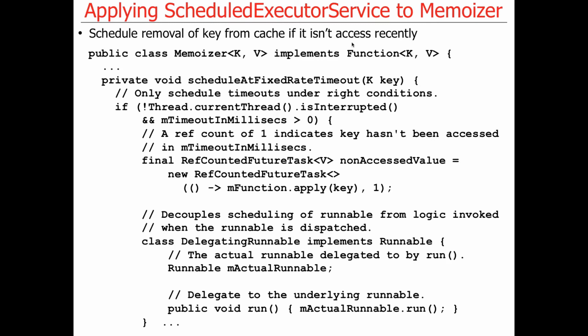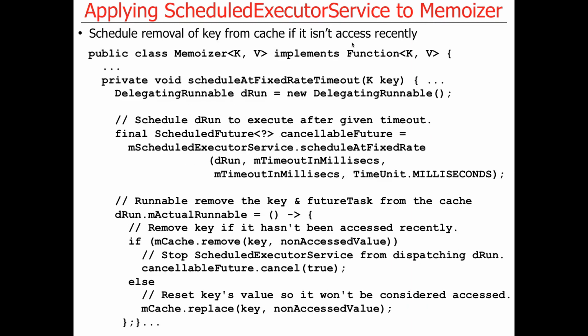And the reason we need this is because we have this mutual dependency here, and we have to make sure we can schedule a runnable and also be able to cancel it. And that requires some magic. And you'll get a better sense of why we need that on the next slide. OK, so here is the rest of this code. So schedule at fixed rate timeout does everything we just saw.